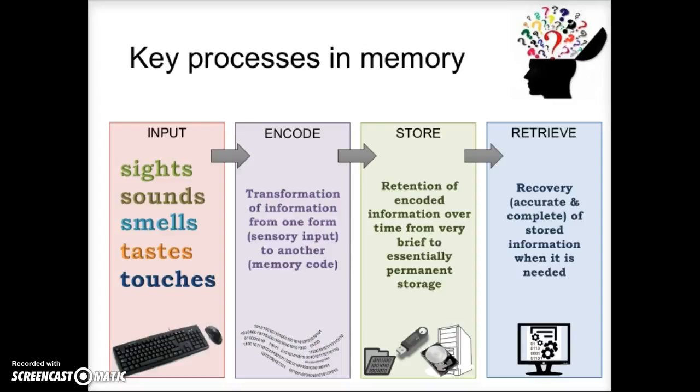With retrieval, we're going to be able to recover a complete and accurate memory code when we need it. So the goal for retrieval is to find the complete and accurate memory exactly when I want it. In order to understand how retrieval works, we're going to look at how it's organized because that impacts retrieval.